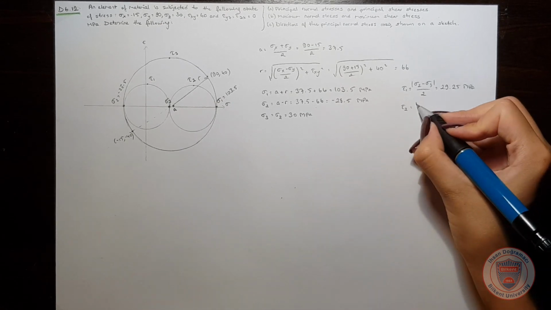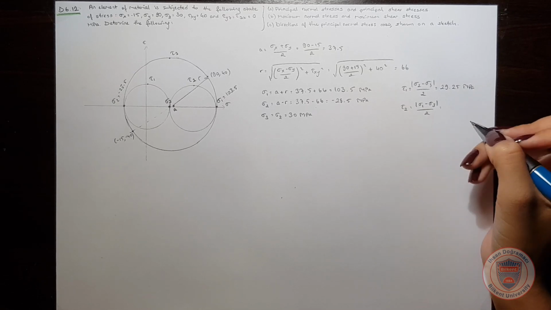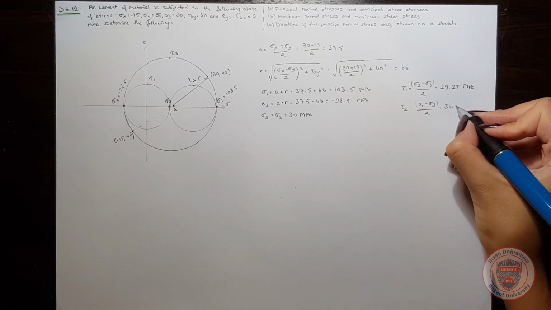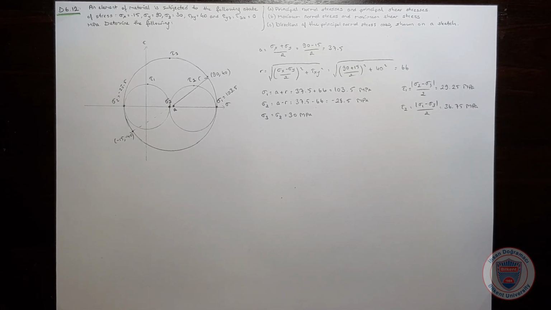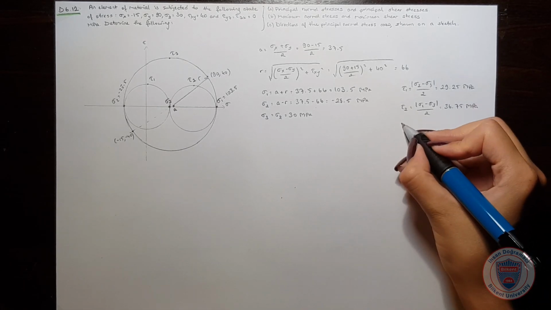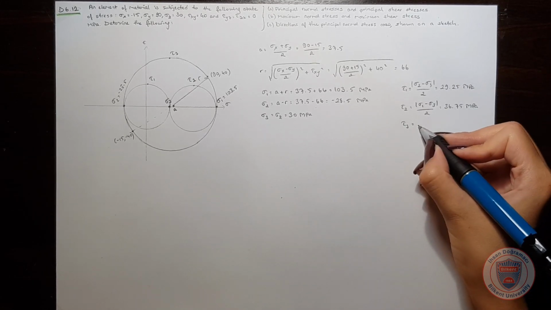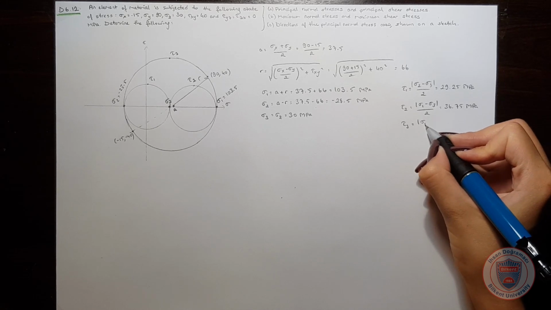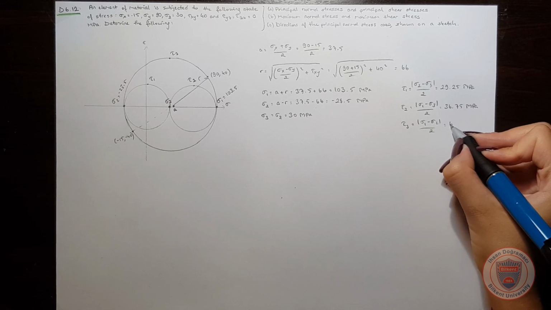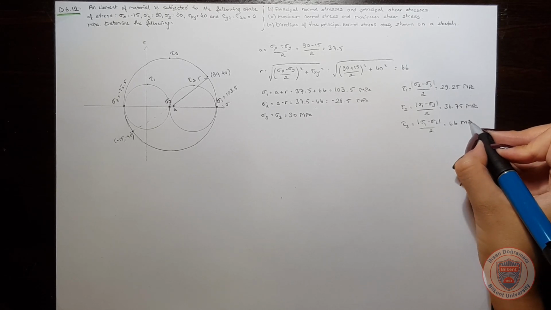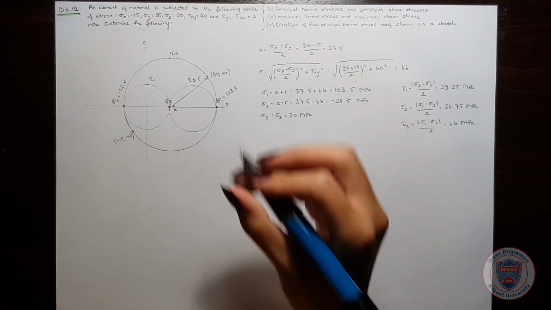Tau 2 will be equal to sigma 1 minus sigma 3 over 2, and it is 36.75 MPa. And finally, we know that tau 3 will be equal to sigma 1 minus sigma 2 over 2, which is 66 MPa. We are done with part A, so we can move to part B.